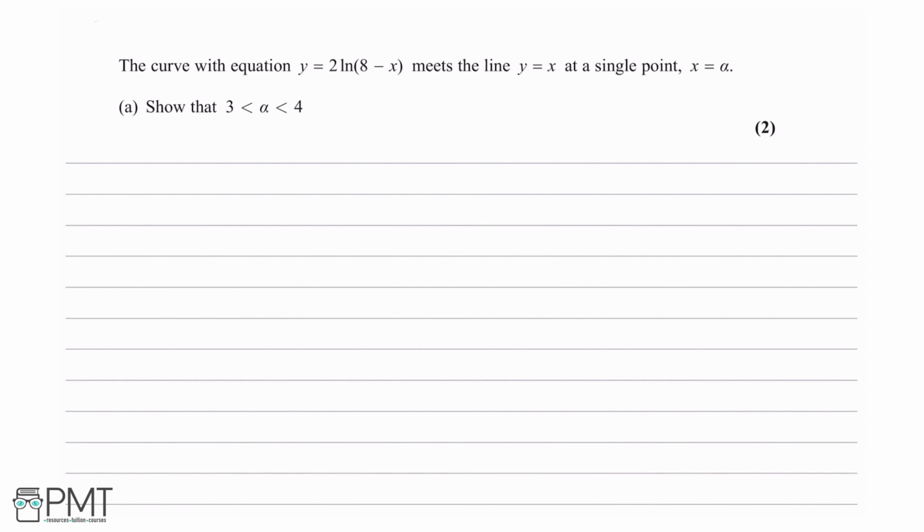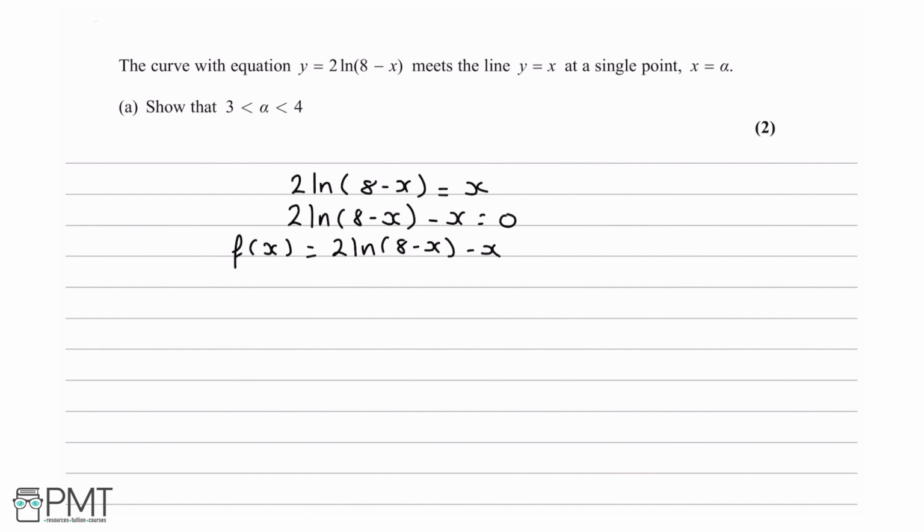The first thing we need to do is come up with some function which represents the point of intersection. At the point of intersection, the x-coordinates and the y-coordinates are the same. So we set the y-coordinates equal: 2 ln(8 minus x) equals x. The point of intersection will be where 2 ln(8 minus x) minus x equals 0. All we've done is subtract x from both sides. I'm going to let this expression equal f(x), so f(x) equals 2 ln(8 minus x) minus x.